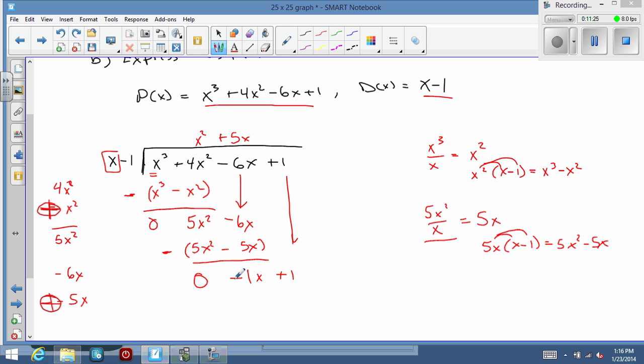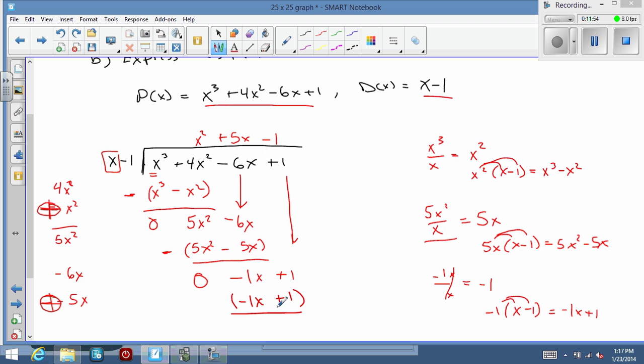And now we ask, how many times does x go into negative 1x? So if I go over here to show my work, the x's cancel. I'm left with negative 1. That negative 1 is going to go up on the top. And I'm going to take negative 1, multiply it by the x minus 1 from the front of the division box. When I distribute, I get negative 1x plus 1. So I'm going to write negative 1x plus 1.